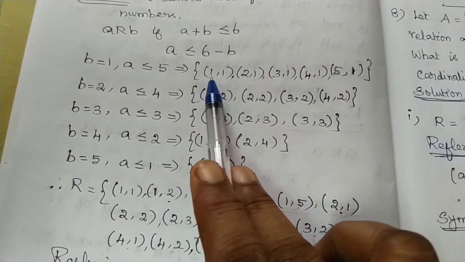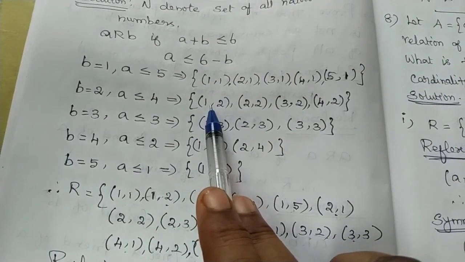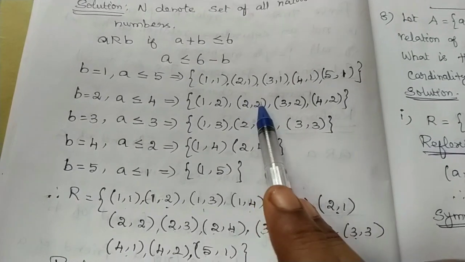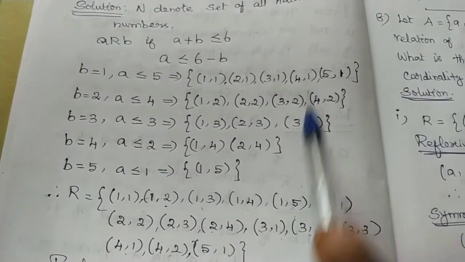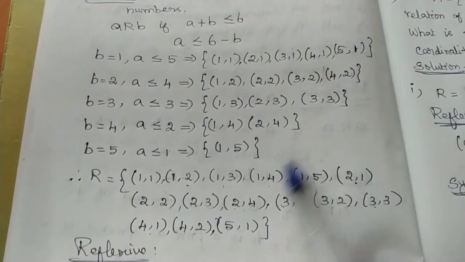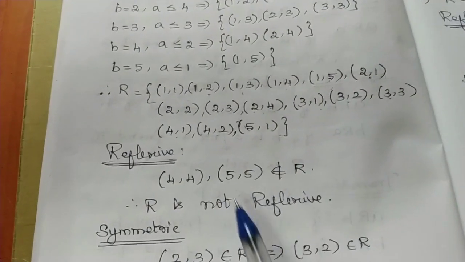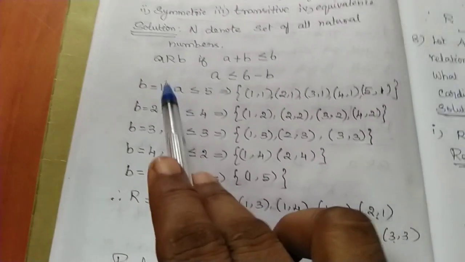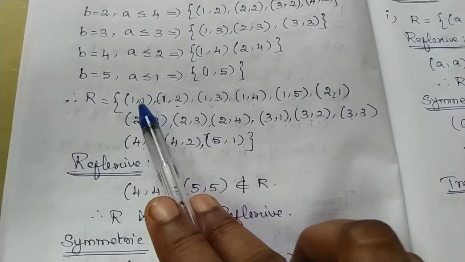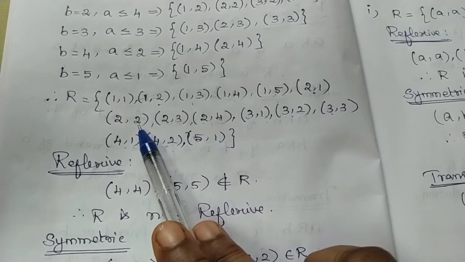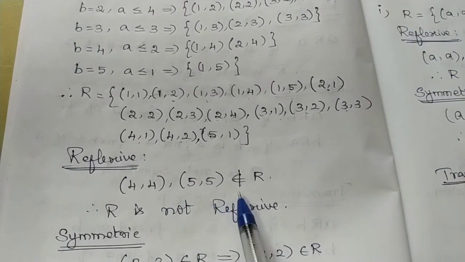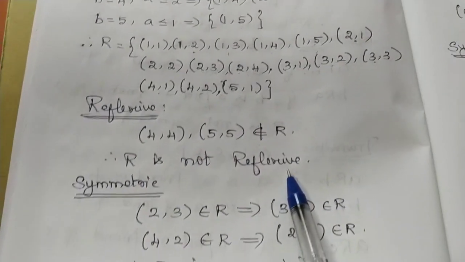R equal to (1,1), (1,2), (1,3), (1,4), (1,5), (2,1), (2,2), (2,3), (2,4), (3,1), (3,2), (3,3), (4,1), (4,2), (5,1). Reflexive: here natural numbers 1 to 5. (1,1), (2,2), (3,3) are in R, but (4,4) and (5,5) are not in R. Therefore R is not reflexive.